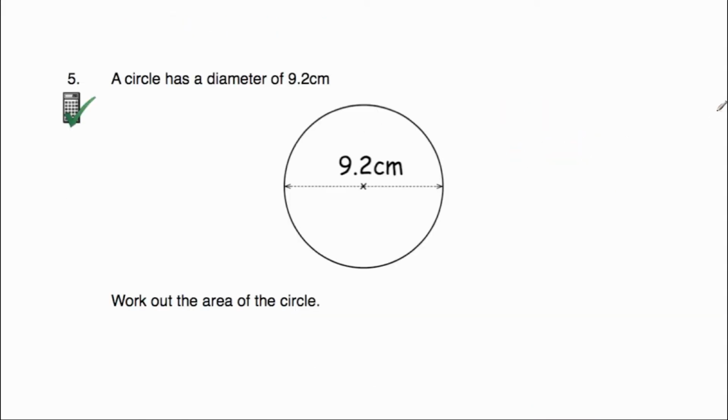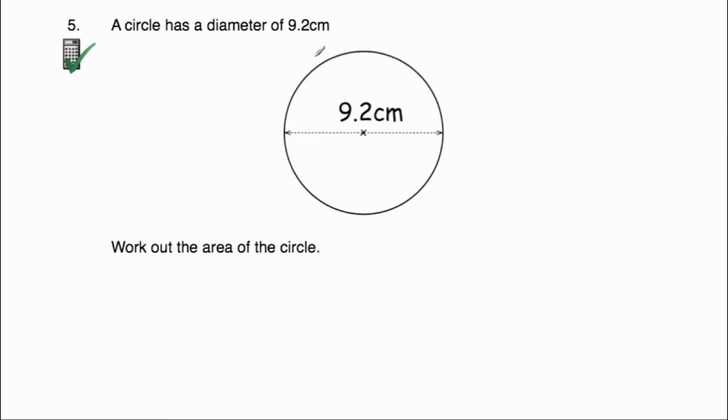Okay, let's have a look at question number 5. So question number 5, this time we've got a circle with a diameter of 9.2 centimeters. We've been asked to work out the area of the circle. So the whole way across the circle is 9.2. So the area is equal to pi r squared. So that's pi times the radius. So halfway across the circle.